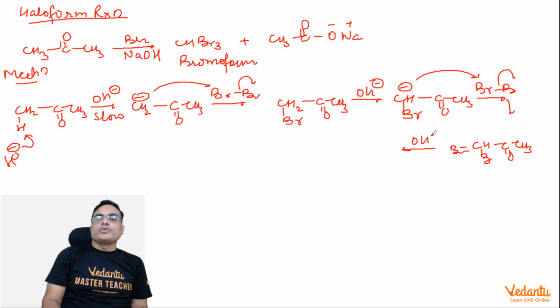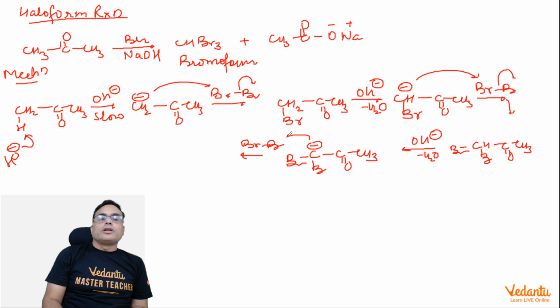Again OH minus will take away the only H plus present at alpha position, so it will form again after removal of H2O. Every time H2O will be removed when OH minus takes away the alpha H, then you will get this kind of an ion which is more stable than the previous carbanions, right? And this carbanion again will attack on bromine molecule like this, right? So this way you can see the third mole of Br2 is being used for ultimately tetrabromo acetone. But the reaction doesn't stop here.